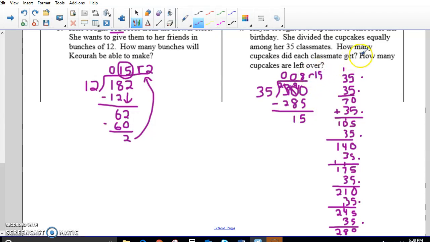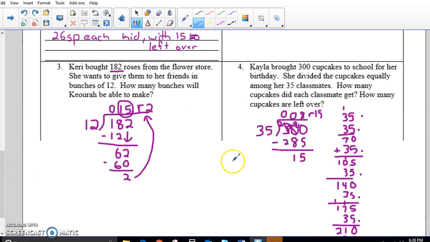So the question that it asks is how many cupcakes are left over? What do you think? Well, I started out with 300 cupcakes. I have a remainder of 15. So this tells me how many cupcakes were left over. There's your answer.